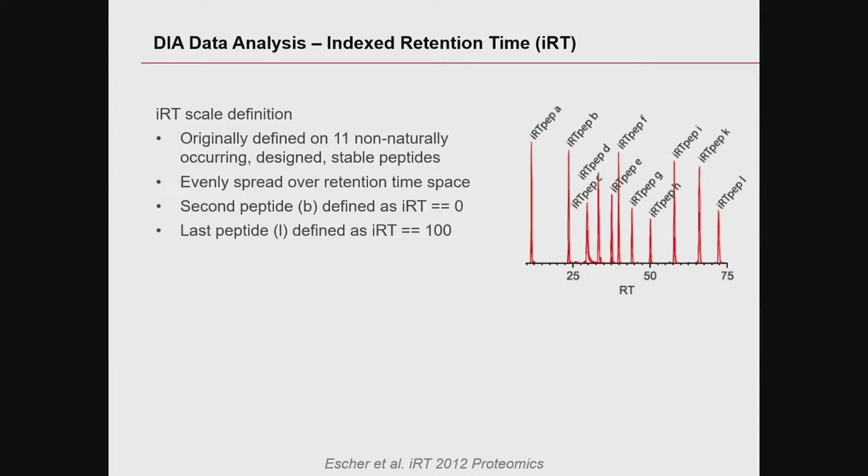And here you can see what actual peptides we used. We didn't only use 2 peptides, but back then we used 11 non-naturally occurring peptides that we actually designed. So we really made up these peptide sequences and tested their characteristics, their stability, and so on. And we also checked that they are evenly distributed on the retention time scale. And here you can see the definition. We defined the second peptide as 0 because the first peptide is a very early eluting one, and often, depending on the gradient settings, it's not so stable. So we decided that we only define the second one and the last one.